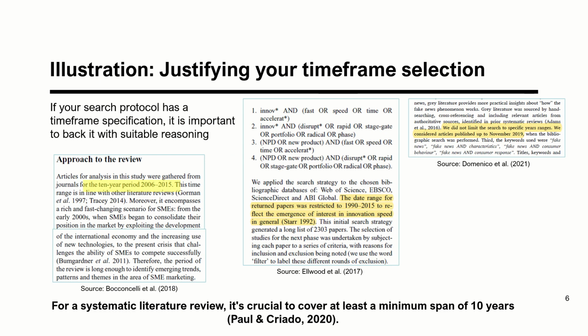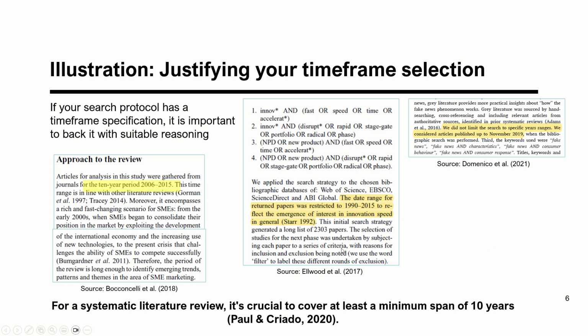Justifying your time frame selection, we just discussed that in the first slide where we were talking about how do you justify your choice. Now, I've put in a few examples here just for the benefit of the audience. In the first one, they say that they take a 10-year period, 2006 to 2015, and they argue, rather justify, that this is in line with other reviews which have been conducted in the past, and it's also a rich and fast changing scenario for SMEs, which is why they go about selecting this 10-year period.